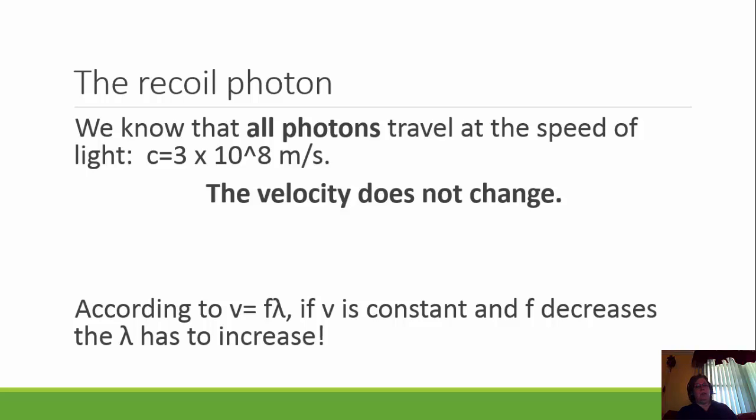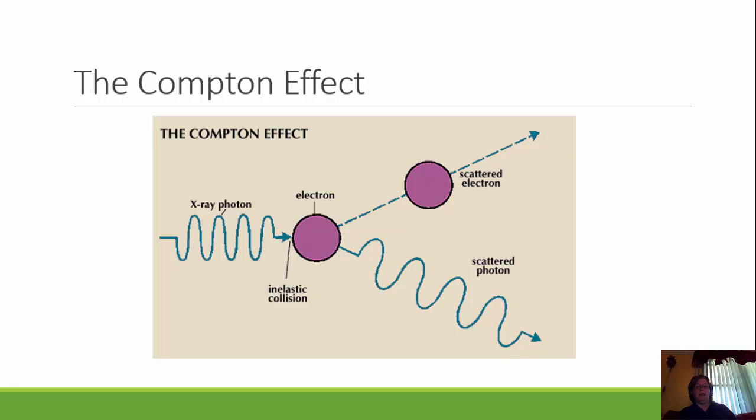Now, according to the relationship between velocity, frequency, and wavelength, v equals f lambda, if the velocity is a constant and the frequency gets smaller, the wavelength has to get bigger. We know that already. So here's a great picture of what the photon-particle collisions look like. And as I said, it's sometimes called the Compton effect for the scientists who worked on it.